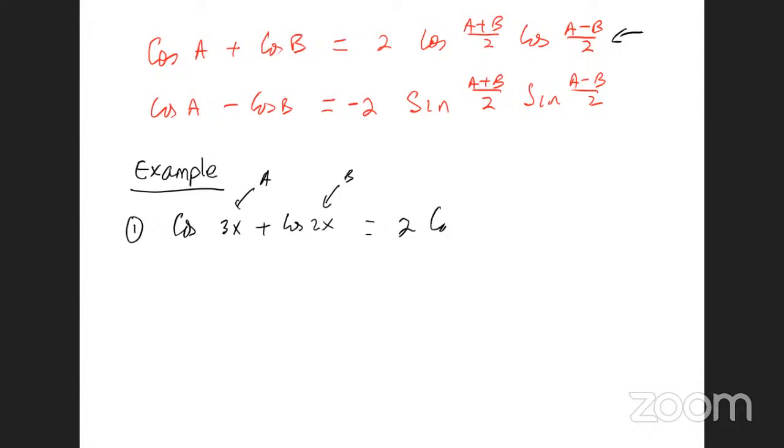So that'll be 2 cos of (3x plus 2x) over 2, times cos of (3x minus 2x) over 2. So you're ending up with 2 cos 5x on 2, cos x on 2. Right? Please don't try and factor out the half. You can't do that for these functions, right?